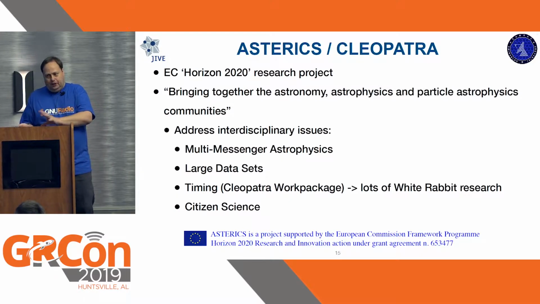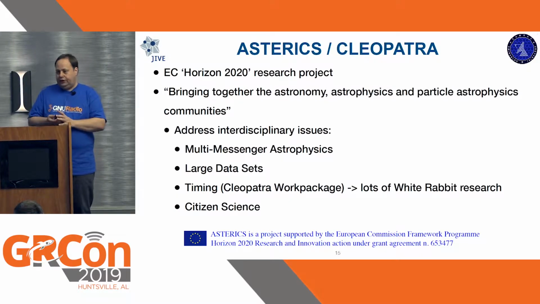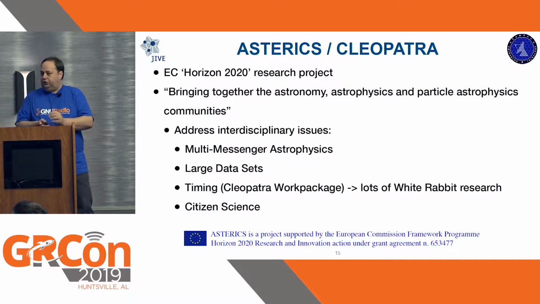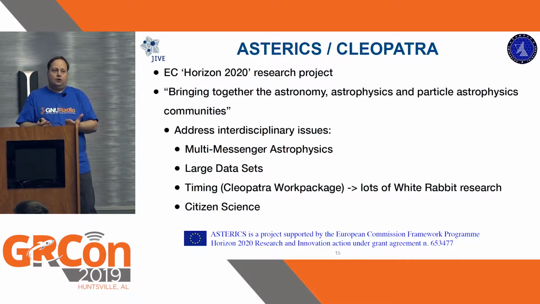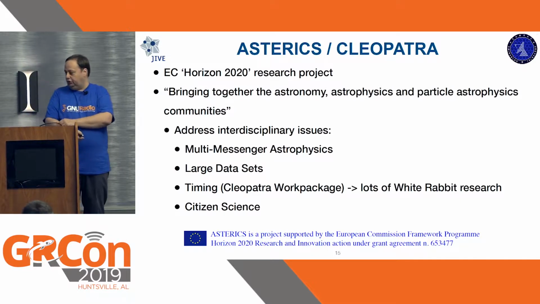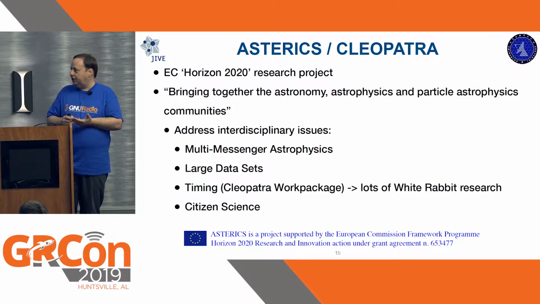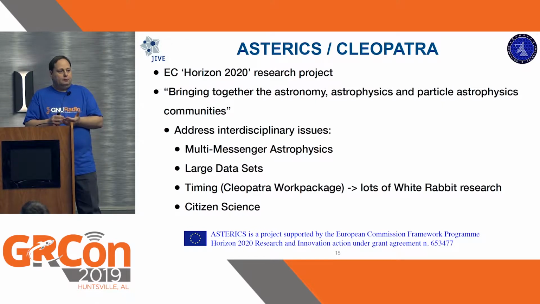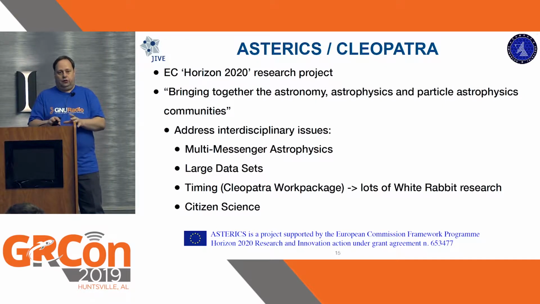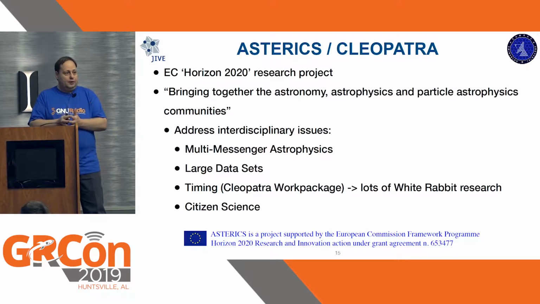So this is half hobby, half work, and for work we got involved in a project called ASTERICS, which is a European Commission Horizon 2020 project. And its aim was to address all kinds of interdisciplinary issues in astronomy, astroparticle physics, particle physics, etc. And one of the fields that all of these institutes, all these observatories and experiments suffer with is accurate timing. And White Rabbit is a very interesting way to do it. There were lots of White Rabbit work packages in this research.